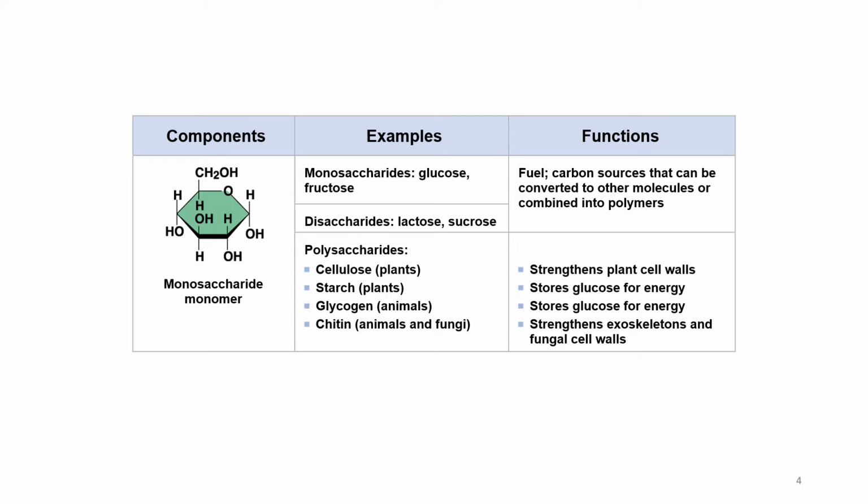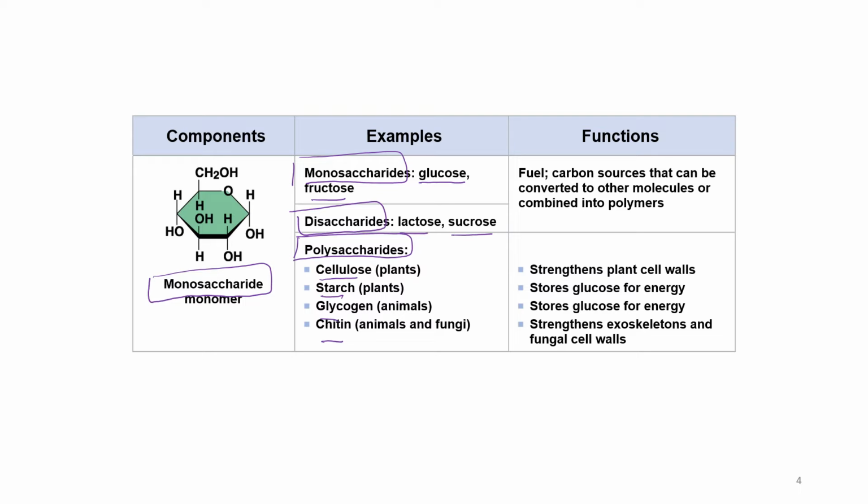The second type of monomers are the monosaccharides. Monosaccharides are monomers of carbohydrates. Carbohydrates are classified into three groups. The first is the monosaccharides, examples are glucose, fructose, and galactose. The second group of carbohydrates are the disaccharides, which are lactose, sucrose, and maltose. And the third group are the polysaccharides, which are cellulose, starch, glycogen, and also chitin.